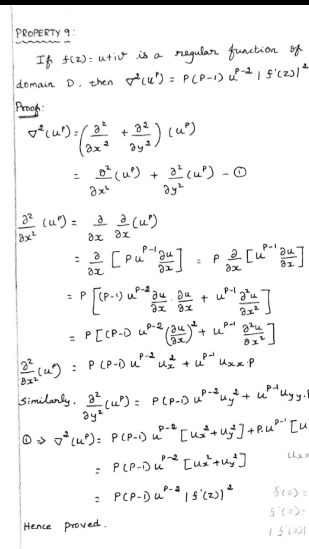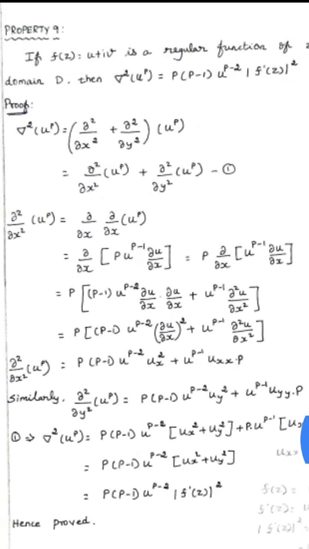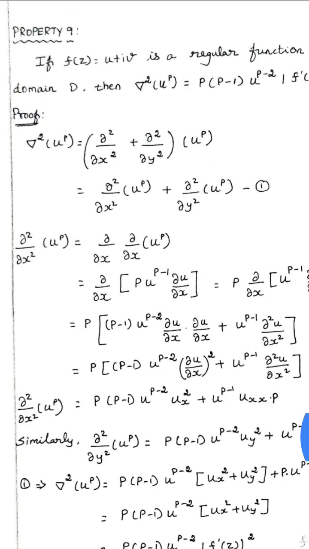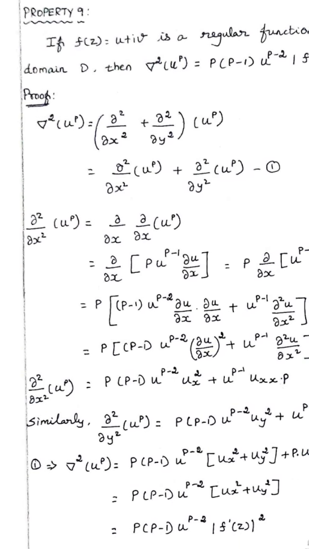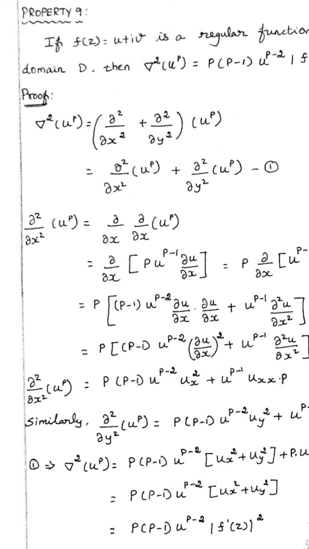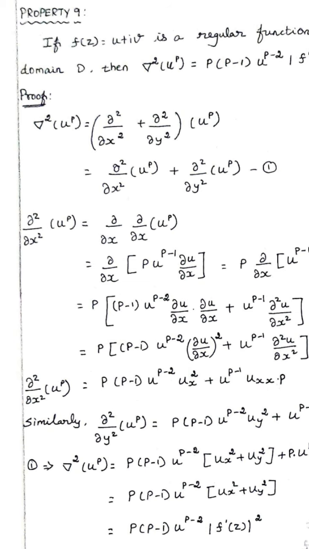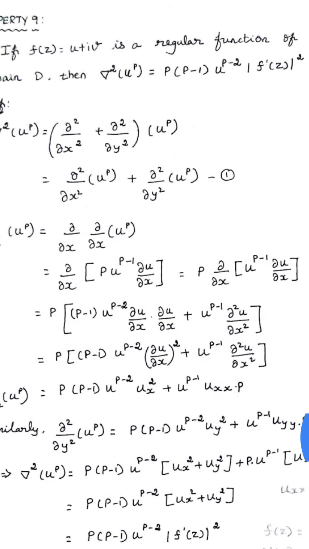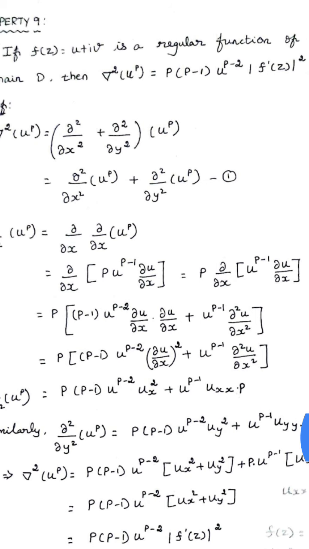I'll read out the statement of property number 9. That is, if f(z) = u + iv is a regular function of z in a domain D, then we are going to prove del squared of u^p is equal to p(p-1) u^(p-2) times the modulus of f'(z) the whole squared. This is what we are going to prove.